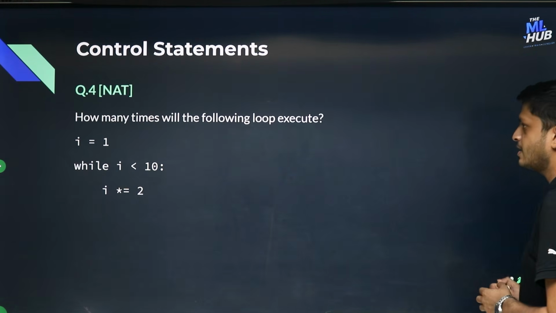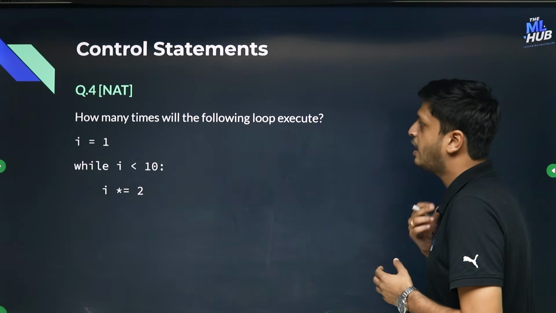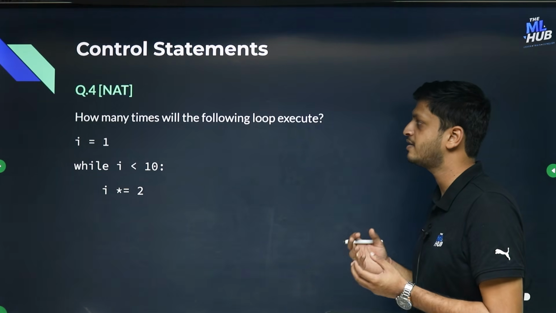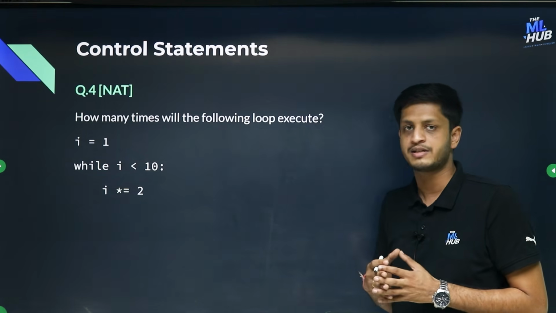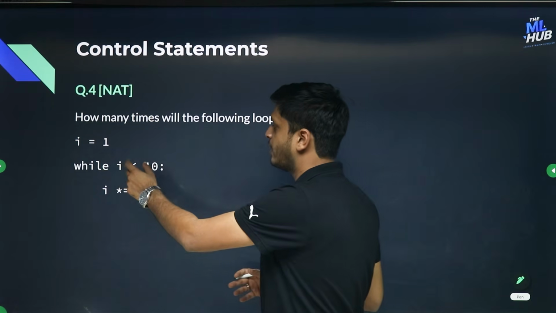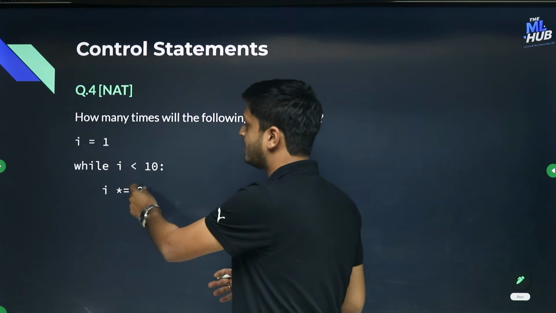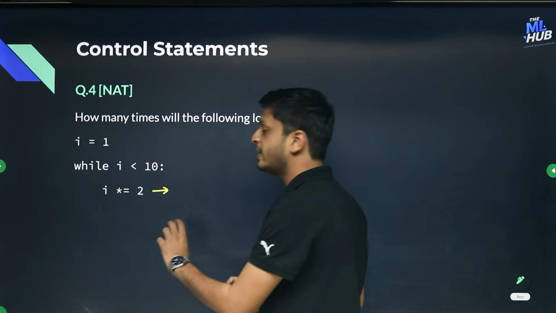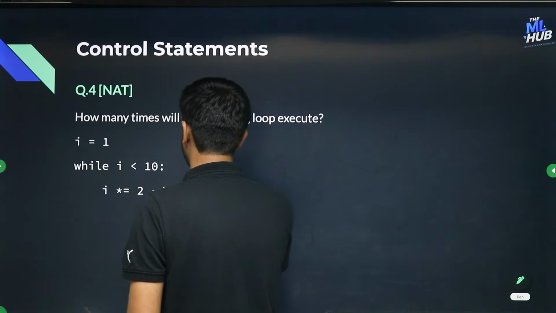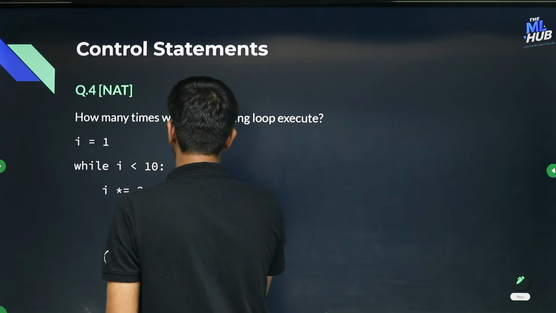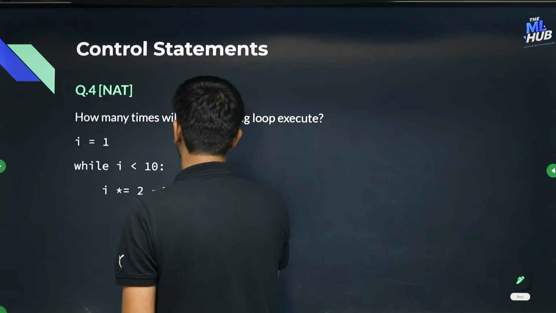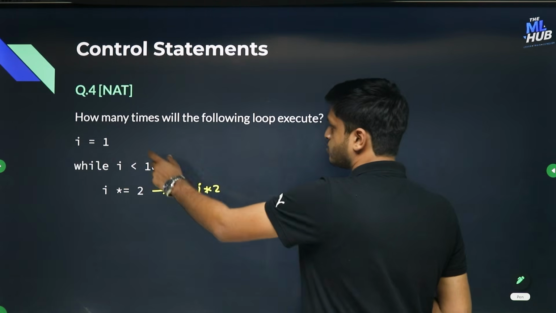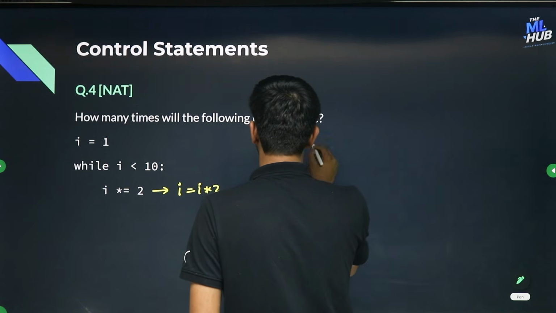Okay. Now let's look at the next problem. How many times will the following loop execute? It's a numerical answer type question. So I is 1, while I is less than 10, I times equal to 2. I times equal to 2 means it is an assignment operator with multiplication. So we are doing I is equal to I into 2.